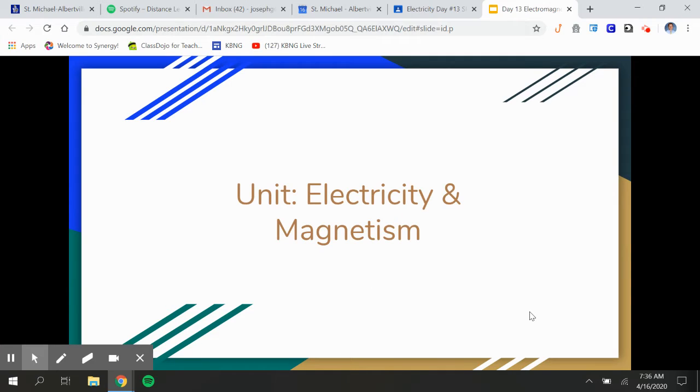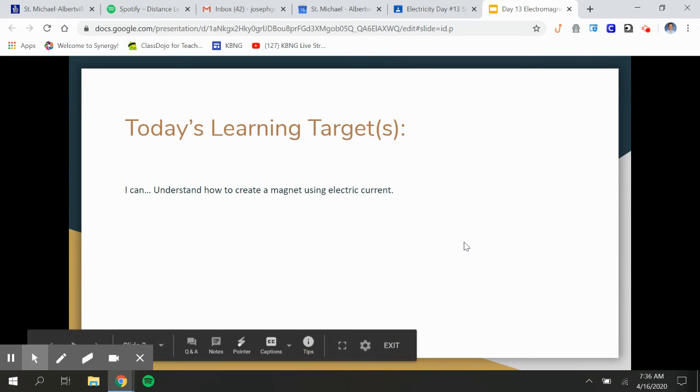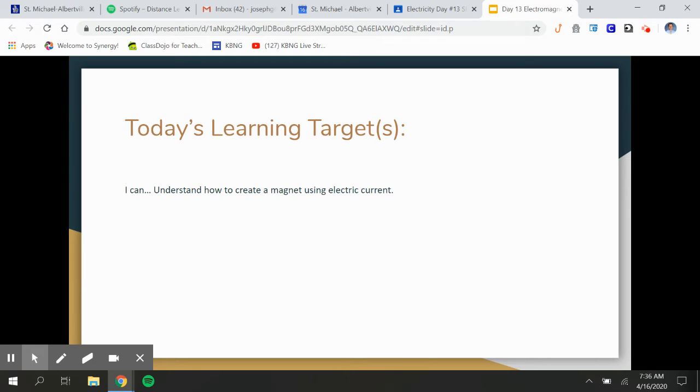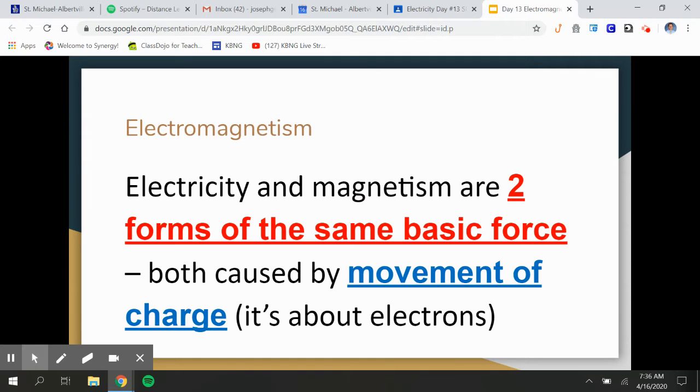So today we're going to be looking specifically at magnetism and electromagnetism. So how does electric current or moving electrons actually create electric fields or magnetic fields, just like your regular magnet that we looked at yesterday. So, electricity and magnetism are two forms of the same basic force. They're both really caused by the movement of electrons.